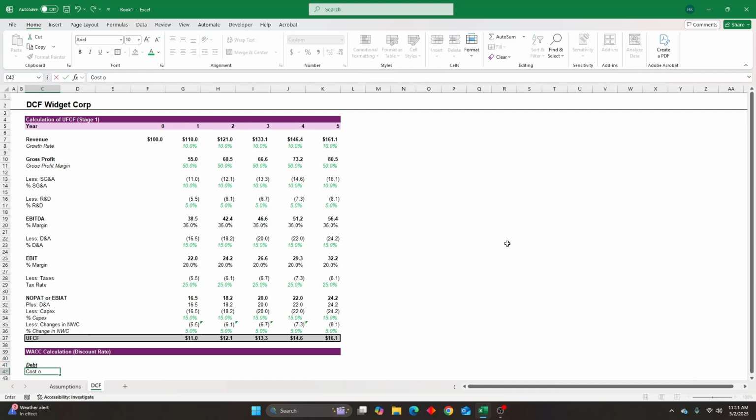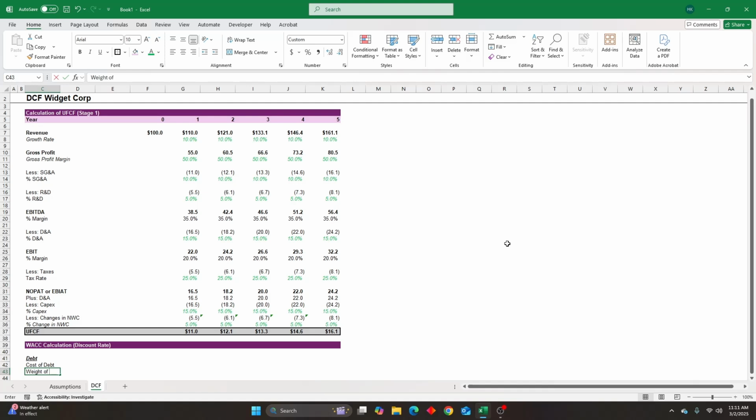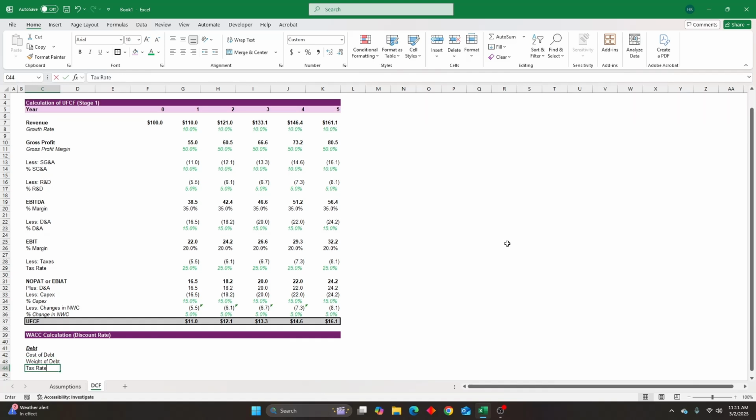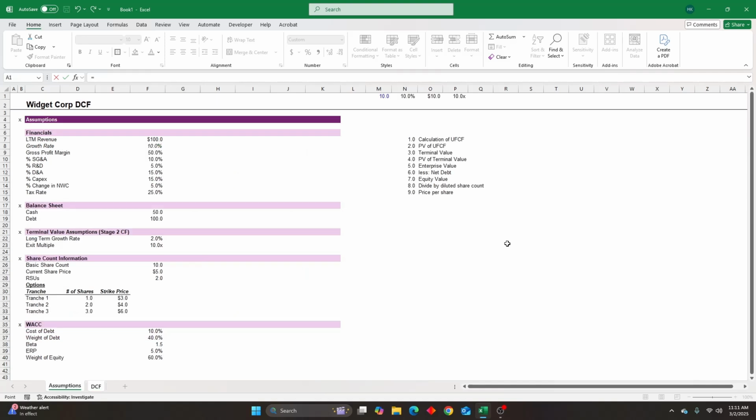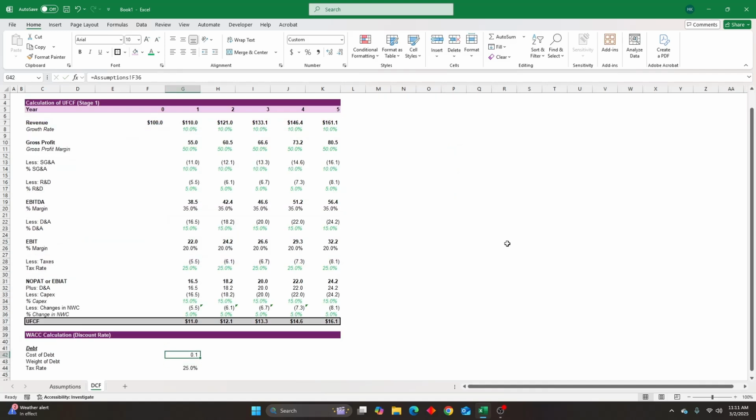And so we're going to have our cost of debt, we're going to have our weight of debt, and then we're going to have our tax rate. The reason you have the tax rate here is debt is interest bearing, and because debt is interest bearing, that interest reduces your taxable income. By reducing your taxes, it's important that we take into consideration the benefit you receive from that. So you have to take into consideration this tax rate, and I'll show you how we calculate it into our cost of debt.